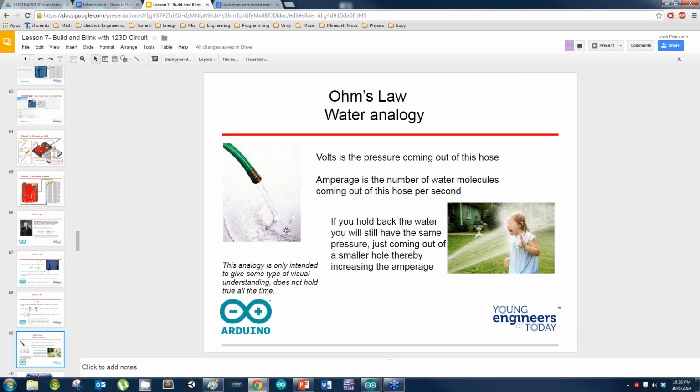Now if you hold back the water but still have the same pressure coming out of a smaller hole, you increase the amperage. You're making the water molecules come out faster, increasing the amperage. This is just to give you a visual representation of it. It's the one that's always used. However, the more you dive into what electricity is, the more this analogy does not hold up, so it is not always the case.